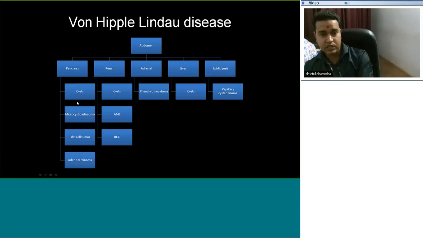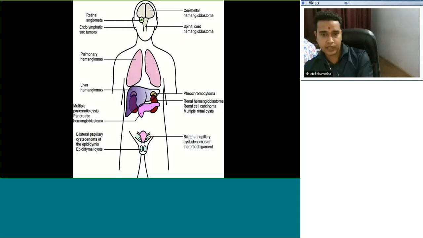Like in the pancreas, you can see multiple cysts. You can also find microcystic adenomas, islet cell tumors and adenocarcinomas. In the kidney, you can see cysts, AMLs and RCCs. In the adrenal, pheochromocytoma, multiple liver cysts, and epididymal cysts as well as papillary cystadenoma. So these are VHL manifestations: endolymphatic sac tumor, retinal angioma, cerebellar hemangioblastoma, spinal hemangioblastoma, pulmonary hemangiomas, liver hemangiomas, pheochromocytomas, RCC, renal cyst, pancreatic cyst, epididymal pathologies.